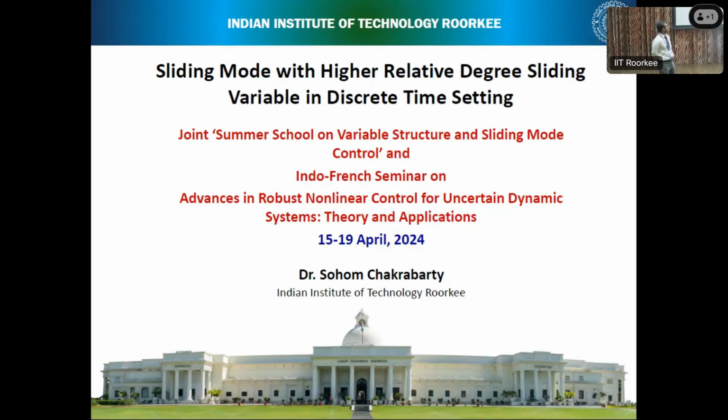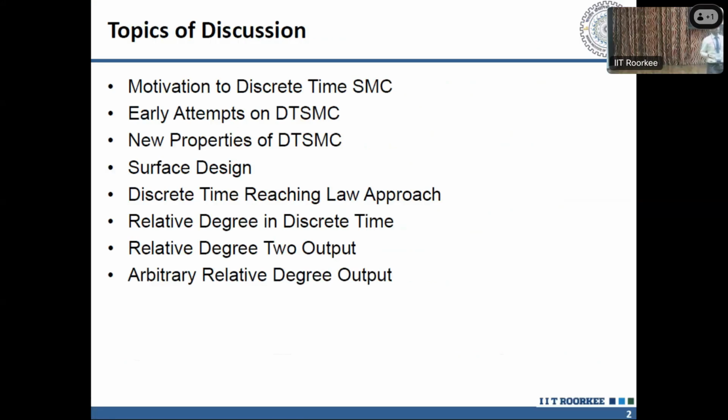So that is the motivation for discrete time sliding mode control, and some early attempts that were made in discrete time sliding mode control. What are the new properties that we found in discrete time sliding mode control which are different from continuous time control? That warrants an investigation. Right? Why would we want to do an investigation in discrete time sliding mode control if it does not give us any new property? The properties we get in continuous sliding mode control become different. That's why the investigation is warranted.